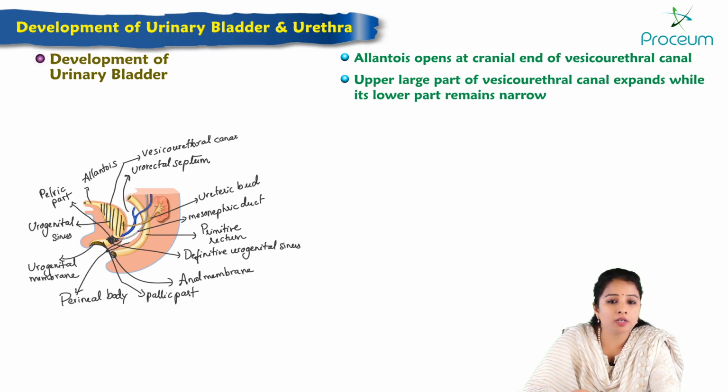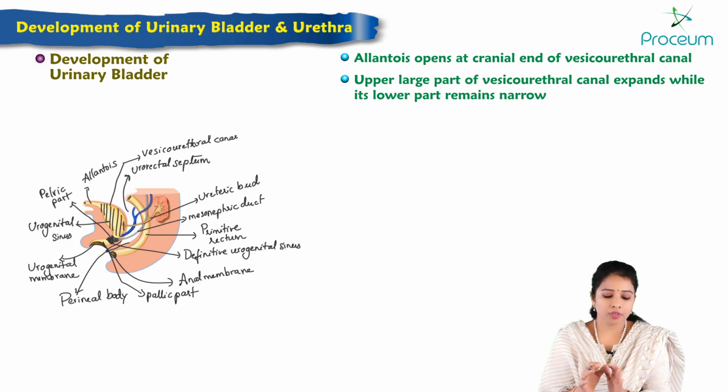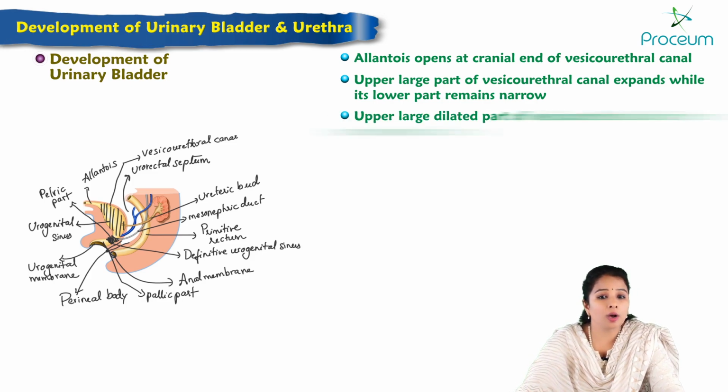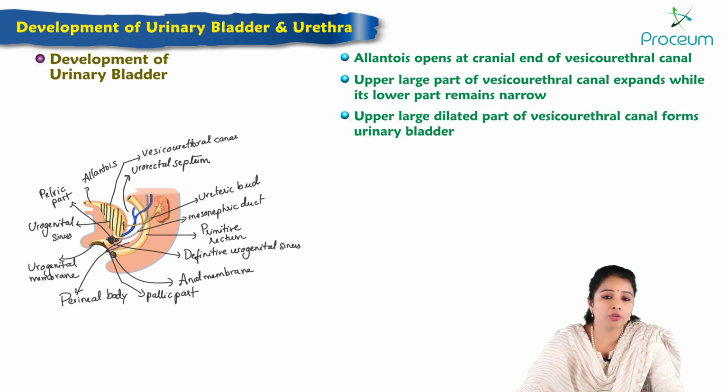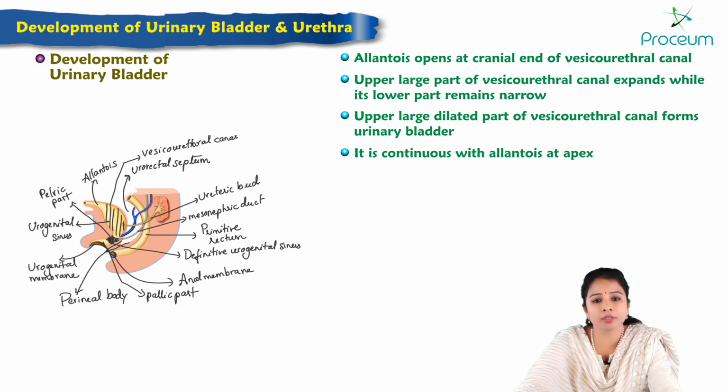The upper larger part of the vesico-urethral canal expands while its lower part remains narrow. So you can see the vesico-urethral canal, the cranial part of it or the upper part of it gets dilated to form the urinary bladder, where the lower part gets narrow. It remains narrow to form the neck of the urinary bladder. So upper large dilated part of the vesico-urethral canal forms the urinary bladder, and it is continuing with the allantois at its apex. So apex, you can see it is continuing with the allantois. So here is the allantoic diverticulum.